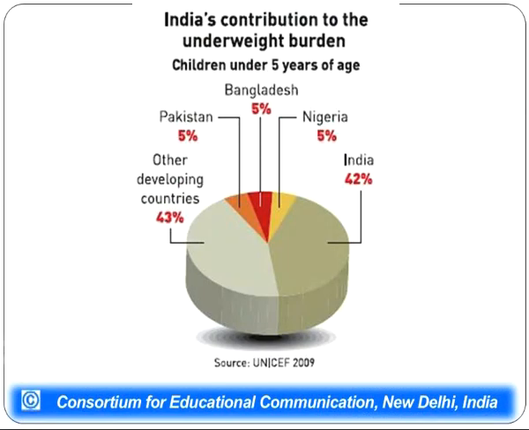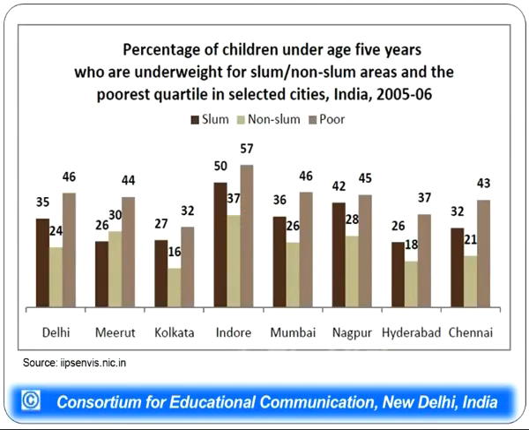Now you can see India's contribution to the underweight burden, children under 5 years of age. You can see the comparison of the other countries. In India we have 42%, Bangladesh only 5%, Nigeria 5%, Pakistan 5%, other developing countries 43%. So this is a very, very serious problem, underweight of the children, particularly under 5 years of age.